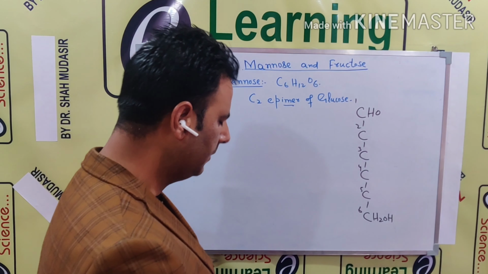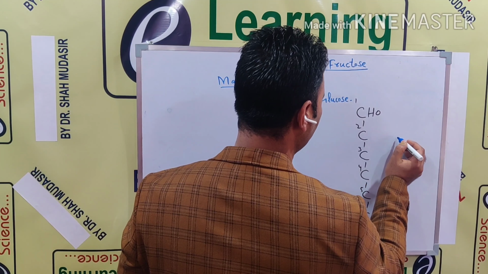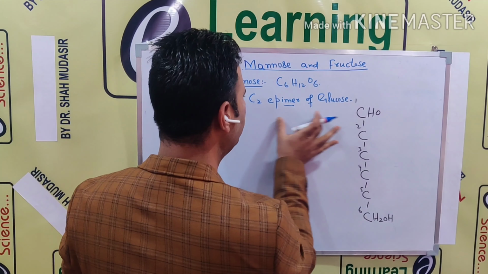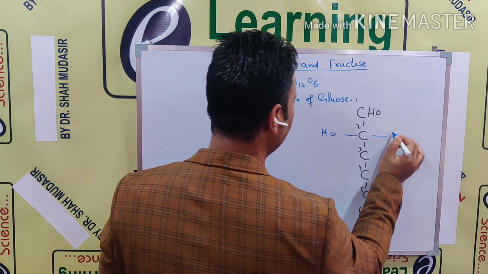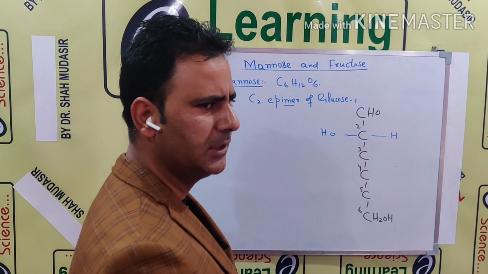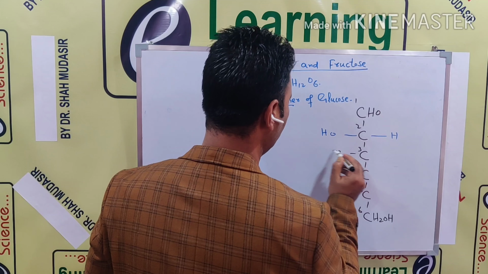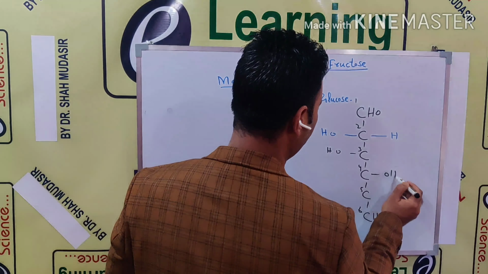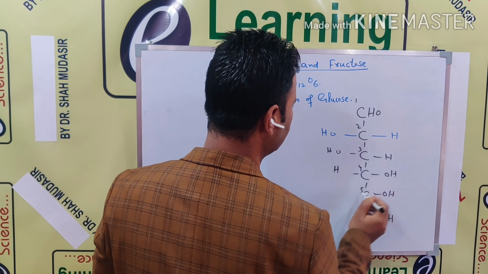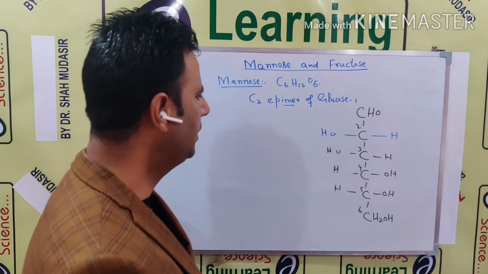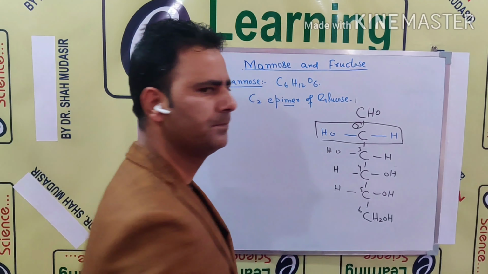If we see position number 2, in glucose we have the hydroxyl on this side. But here, since it is a C2 epimer of glucose, the hydroxyl group is not on this side, it is on this side, and here it will be H. The rest of the structure is similar to that of glucose. It is hydroxyl group here, hydroxyl group here, hydroxyl group here, and at the rest of the places I can place hydrogen. So it is a C2 epimer of glucose.